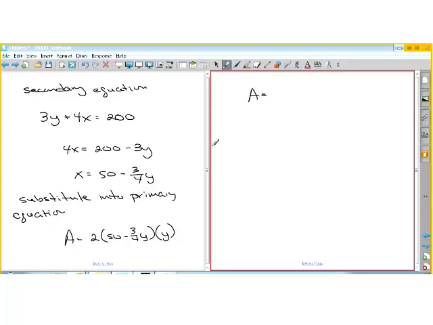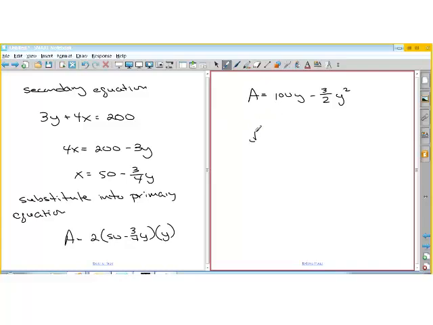So 2 times 50 is 100, and then times y is 100y. So we get 100y, and then we get 6/4. 2 times 3 is 6. 6 divided by 4 is 3/2. So we get minus 3/2 y squared. So that's the area in terms of y.